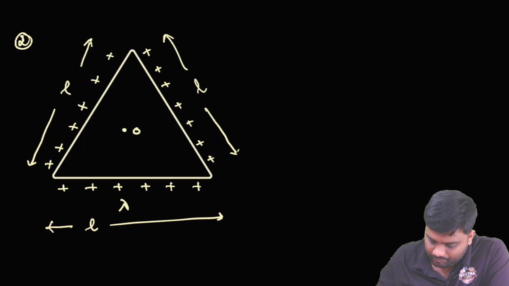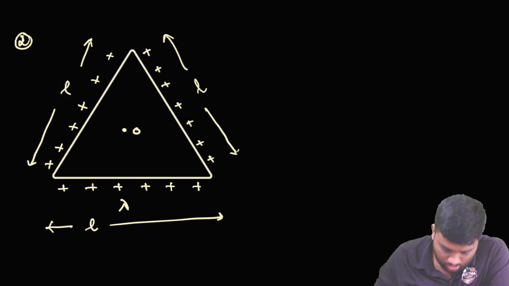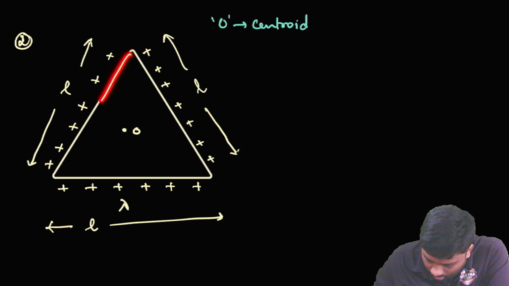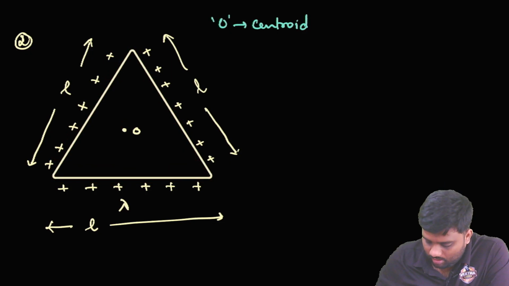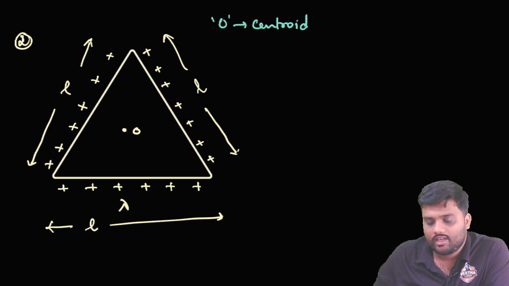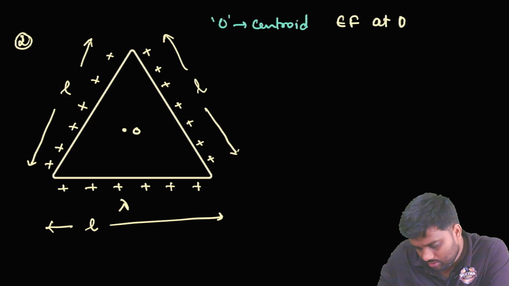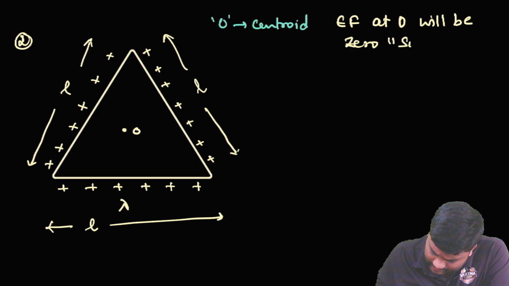Okay, now solve this. Tell me the electric field at O. See, O is the centroid here. All the charges are line charges due to thread, wires of length L, all having the linear charge density lambda. Due to all this, the electric field at O will be 0 because it is symmetrical.